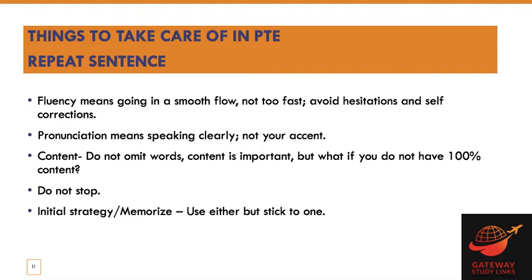Pronunciation means speaking clearly, not your accent again. And content, do not omit words. Content is important, but what if you do not have 100% content? So do not stop. Initial strategy is memorize. Use either but stick to one. Okay? You may go with the initial strategy or you may memorize, but still you do not have to stop in that.